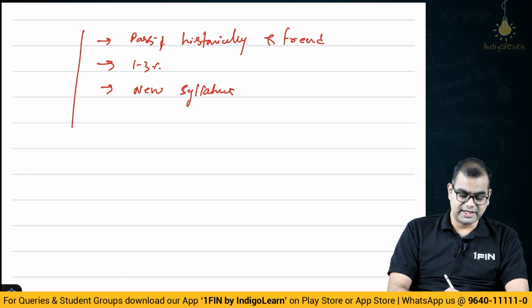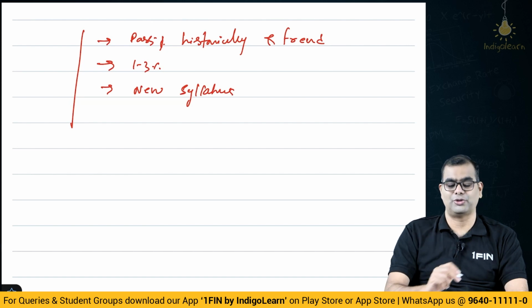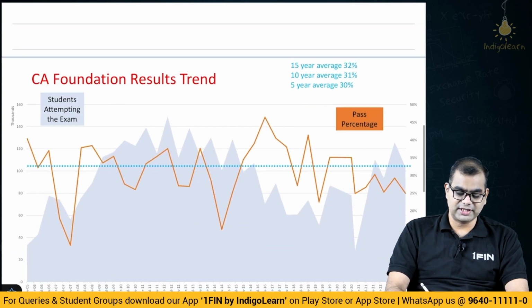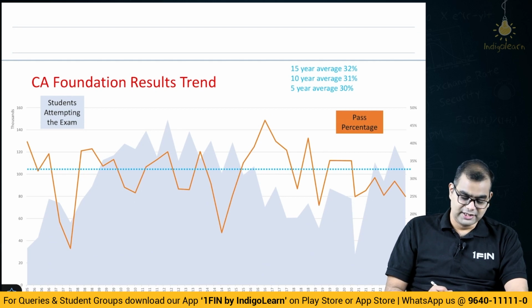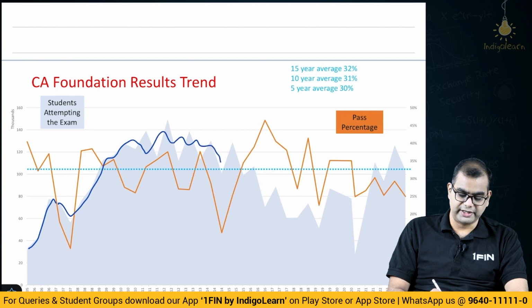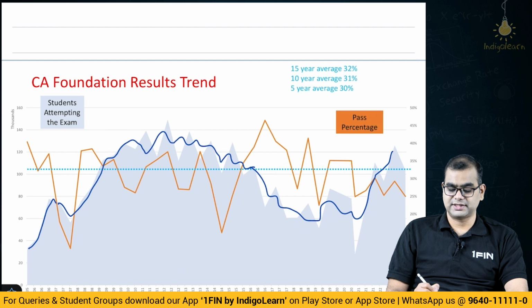Right. So, we are going to discuss three things today. What are the historical pass percentages and what trends do they show? So, if you look at CA foundation results, friends, a fancy graph, right? This entire area under the blue, which is shaded in a bluish gray, this is the student count.